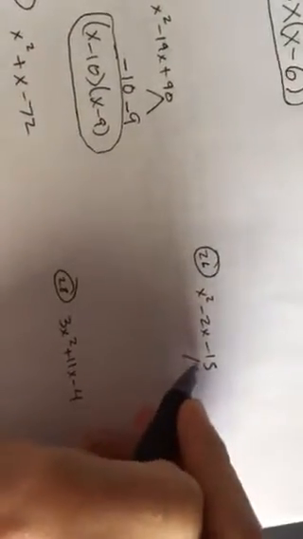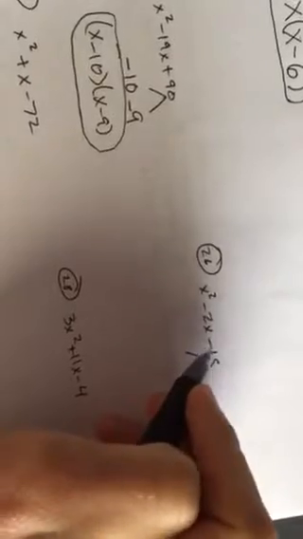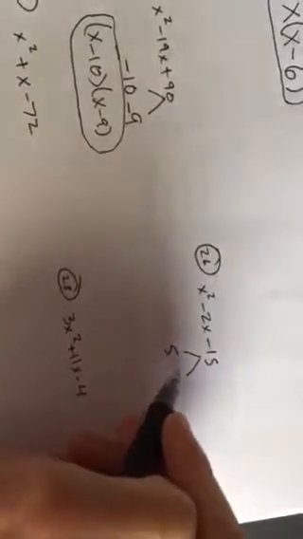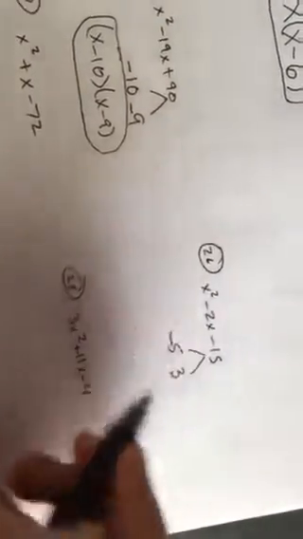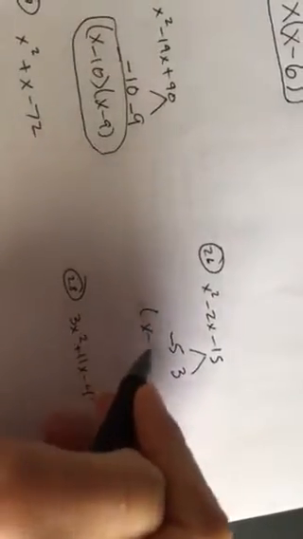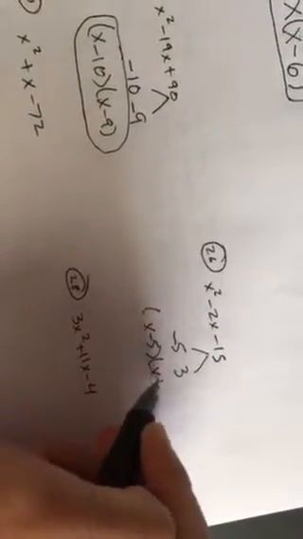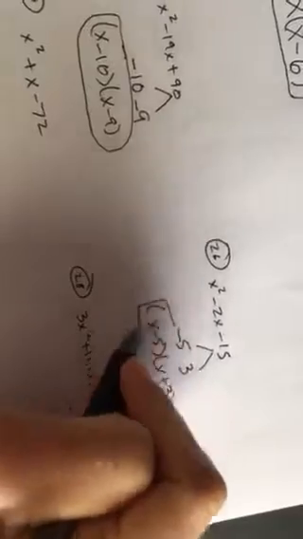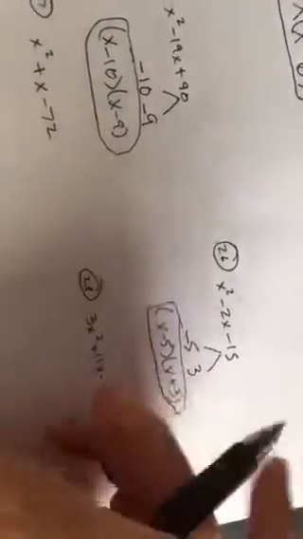All right, guys, on 26, what multiplies to 15? Because 15 is negative, it differs by 2. That would be 5 and 3. The middle term is negative, so the bigger factor's got to be negative. x minus 5, x plus 3 are your two factors.